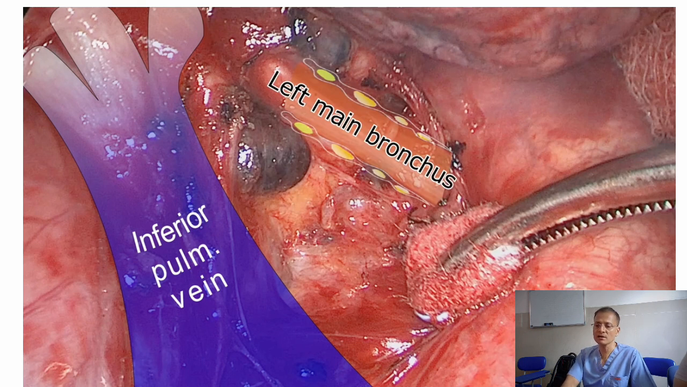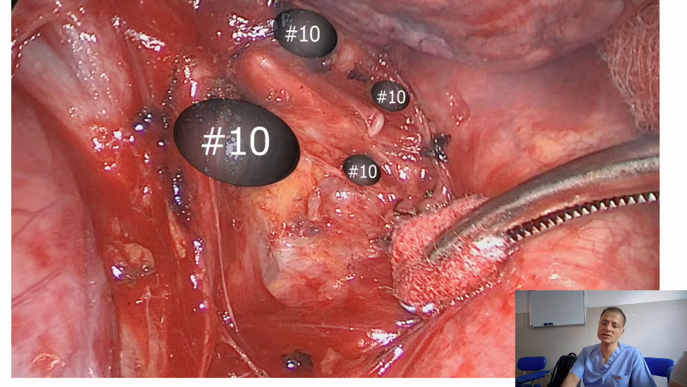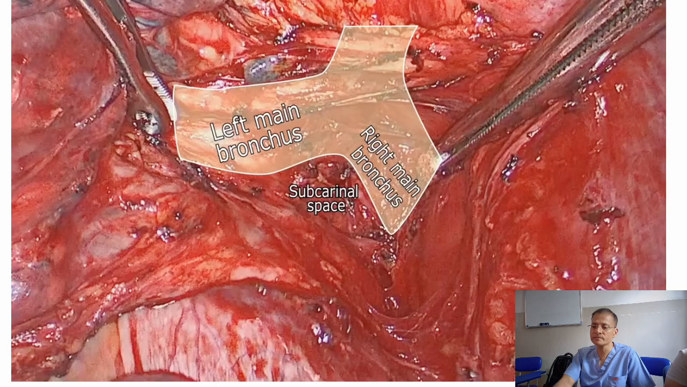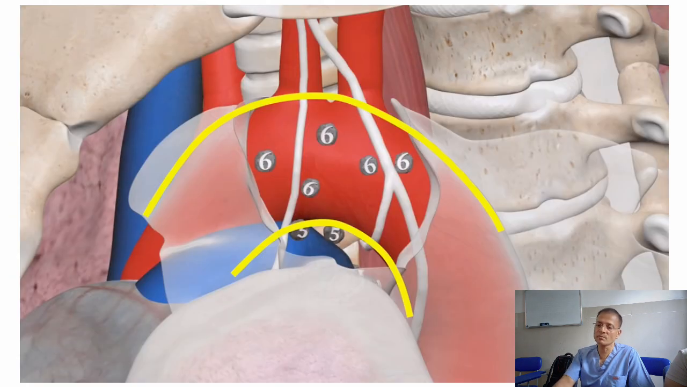So now level 10 lymph nodes, which I mentioned, and level 7 is here. Level 10 is along the left main bronchus. Along that will be the hilar lymph nodes. That's level 10, right? Again in the same picture, very clearly, the left main bronchus and right main bronchus with the subcarinal space. The main bronchus goes along with level 10.